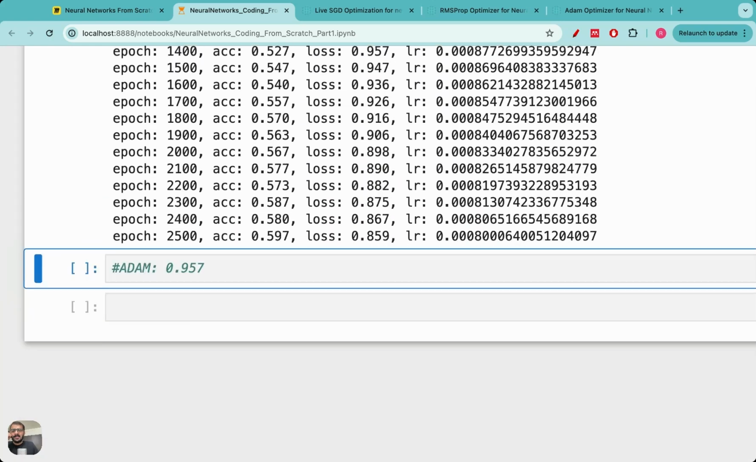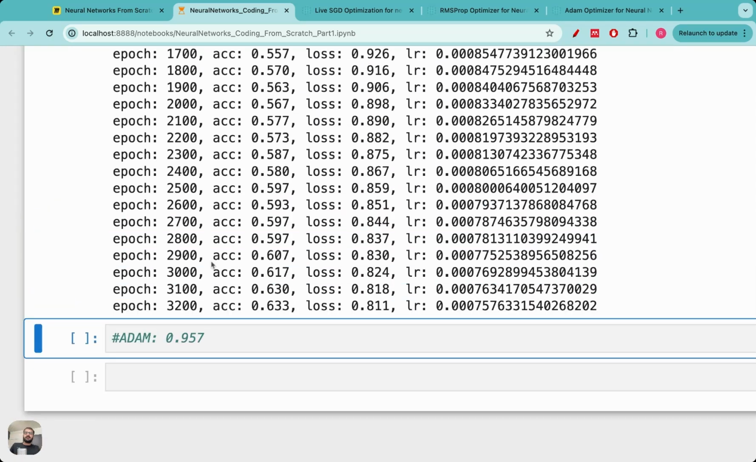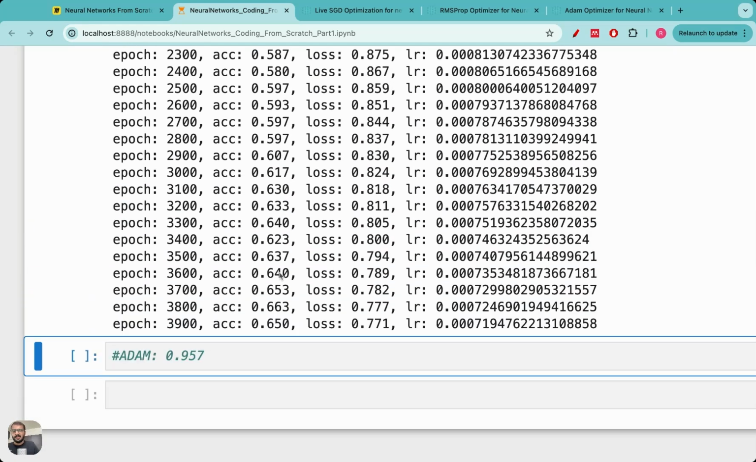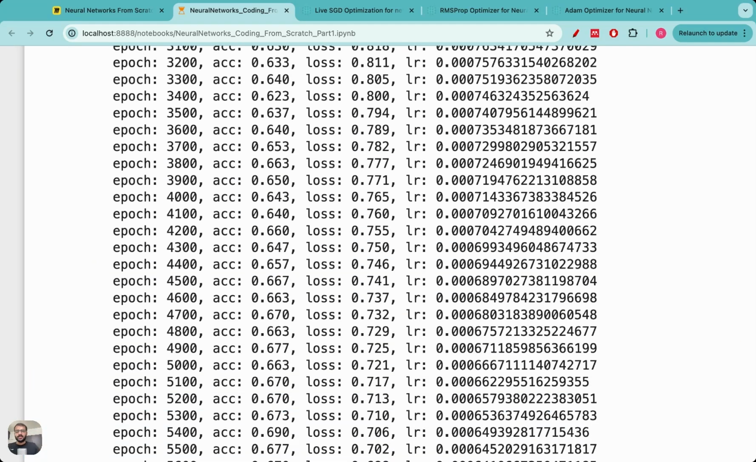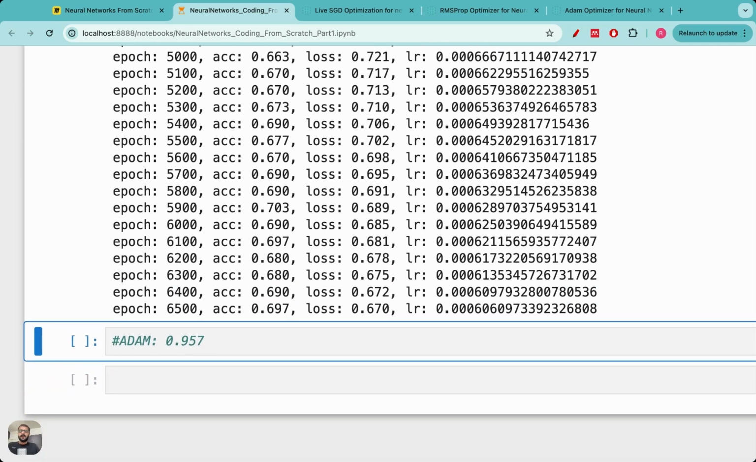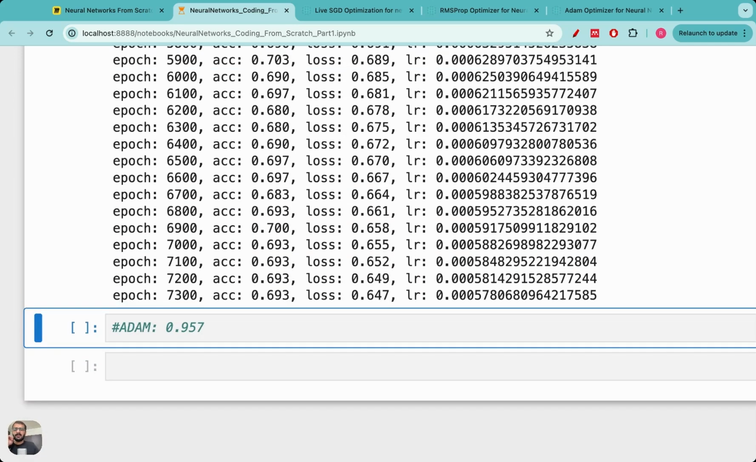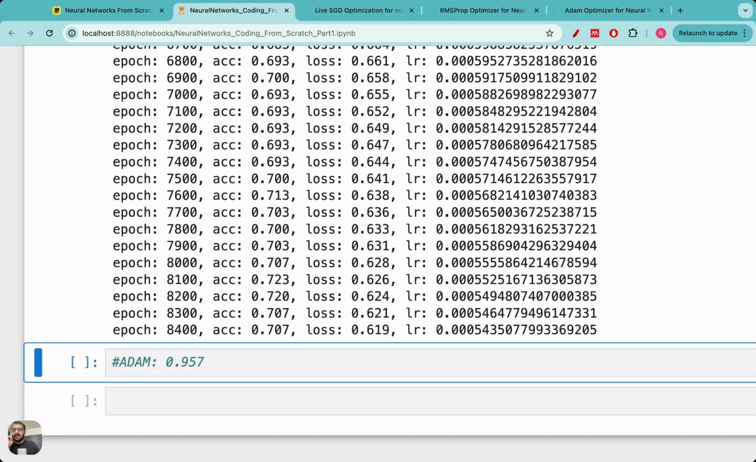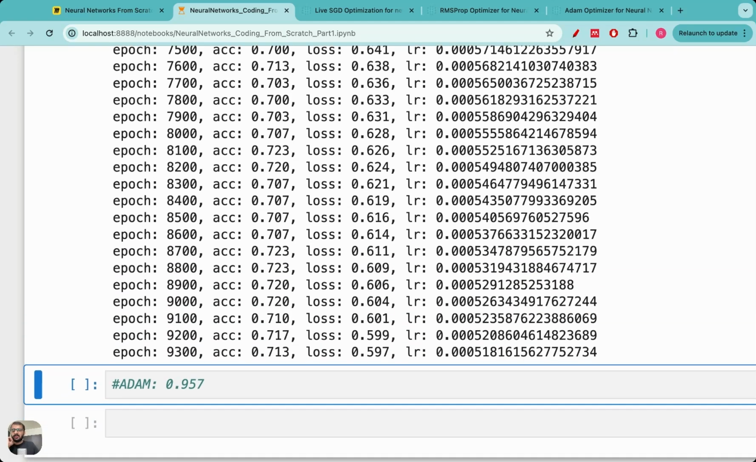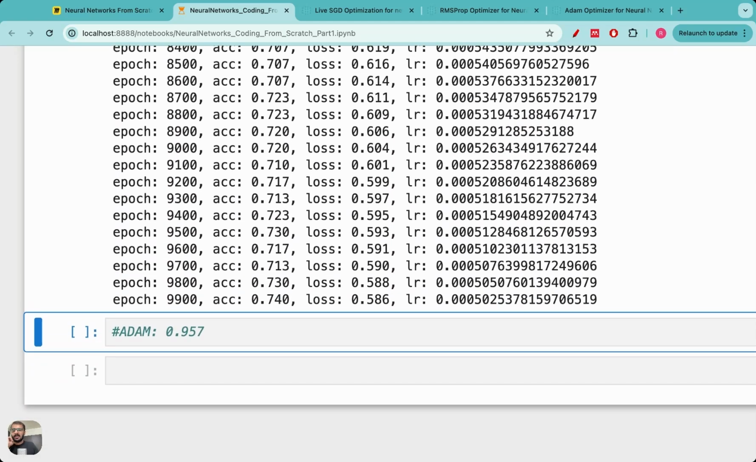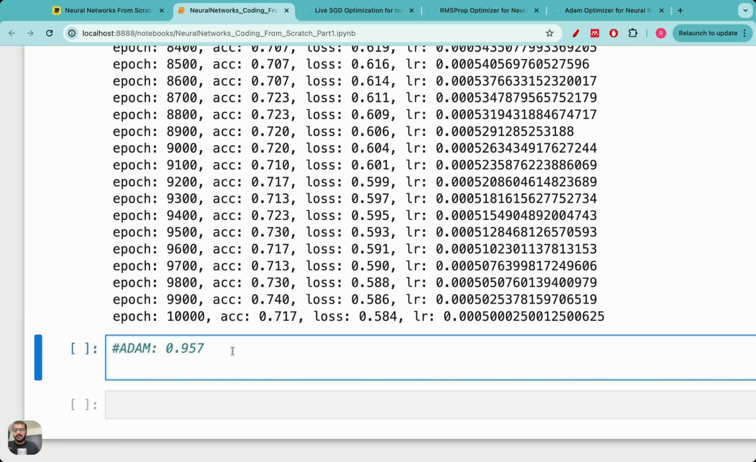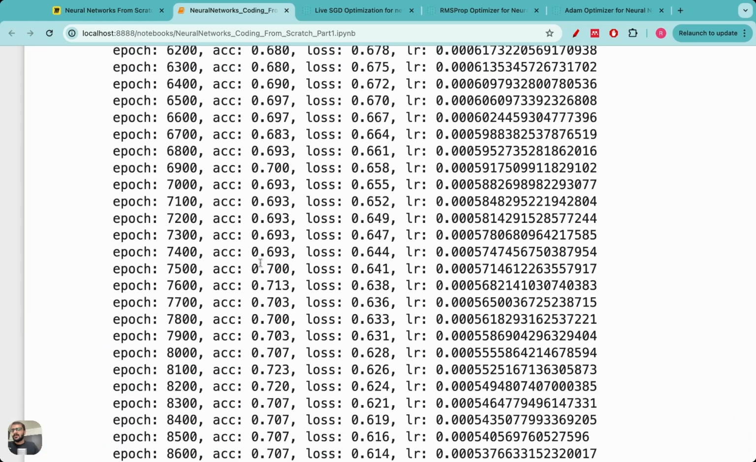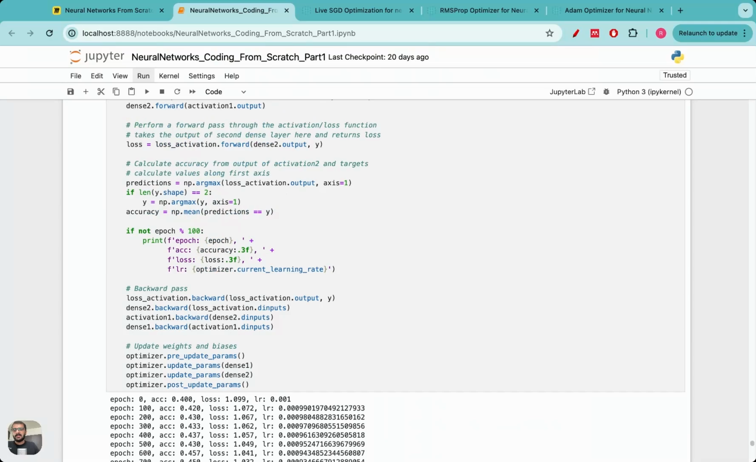The RMSProp is now running, and right now I'm at around 3000 epochs, and here you can see that the accuracy is still 0.63. Let's see how much the accuracy is when we reach around 10,000 epochs. Now I am at epoch number 7600. Okay, finally I'm at 9000 epochs, and now you can see that 10,000 epochs have been completed and the accuracy is 0.717. So for RMSProp, the accuracy is 0.717, which is nowhere near the Adam optimizer accuracy which we obtained.